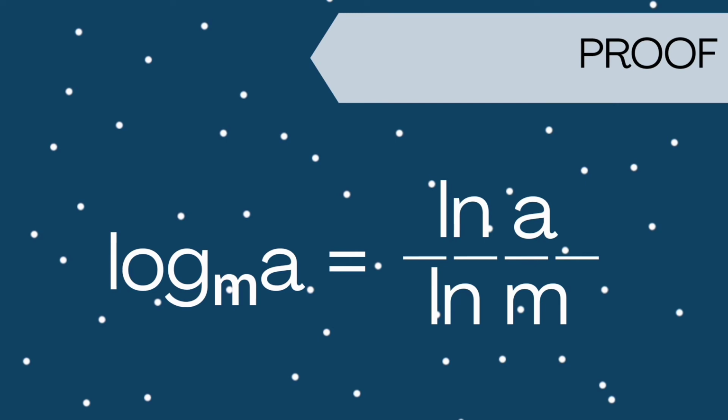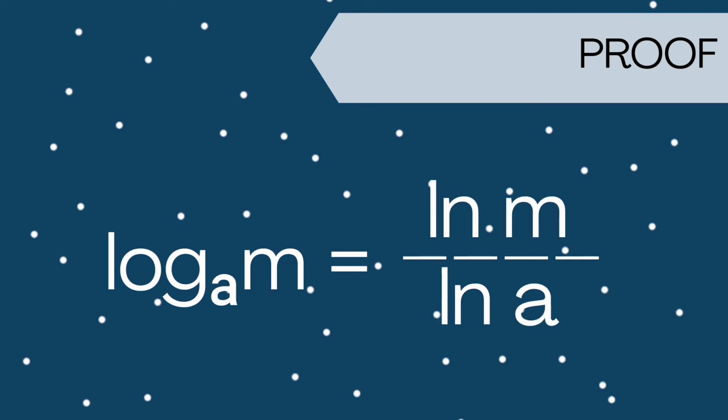I mentioned earlier that the equivalent value of logarithm of a base m is the natural logarithm of a over the natural logarithm of m. Following the similar logic, we have the logarithm of m base a is equivalent to the natural logarithm of m over the natural logarithm of a.